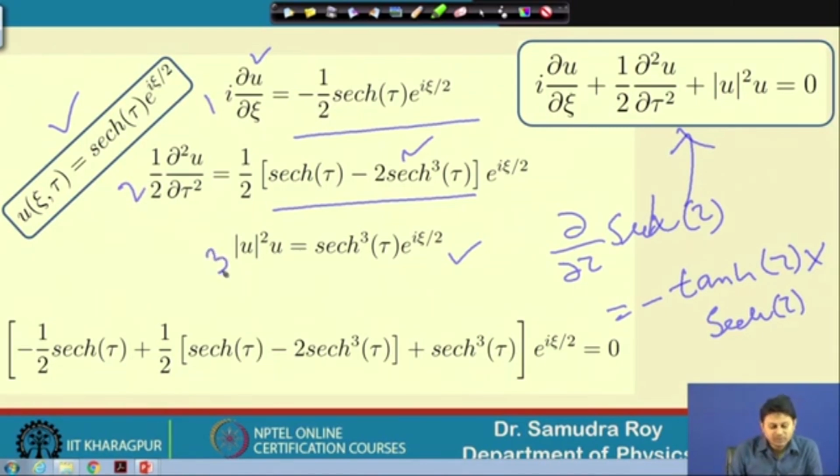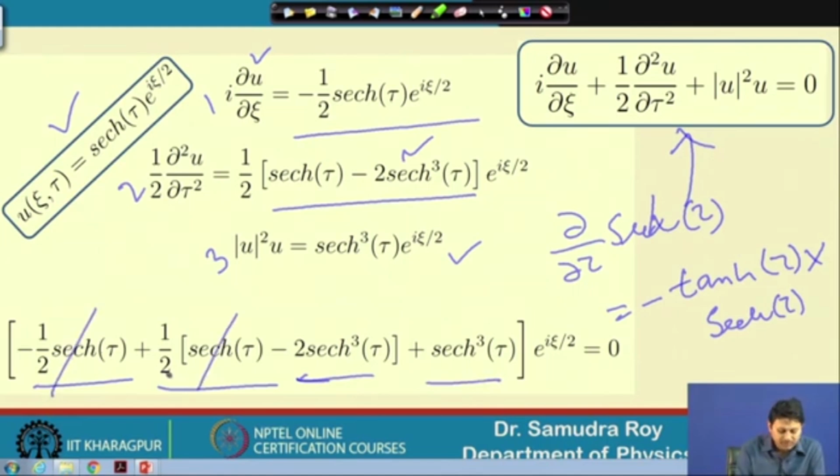What we will do is put all these three terms together here. The first term is half sec hyperbolic tau, the second term is half sec hyperbolic tau minus 2 sec hyperbolic cube tau, and finally sec hyperbolic cube. You can see that this term and this term will cancel out, there is a half, so this term and this term will cancel out, and eventually we have 0. In all cases e to the power i xi by 2 is there, so I can take it common, and the rest will give you 0.